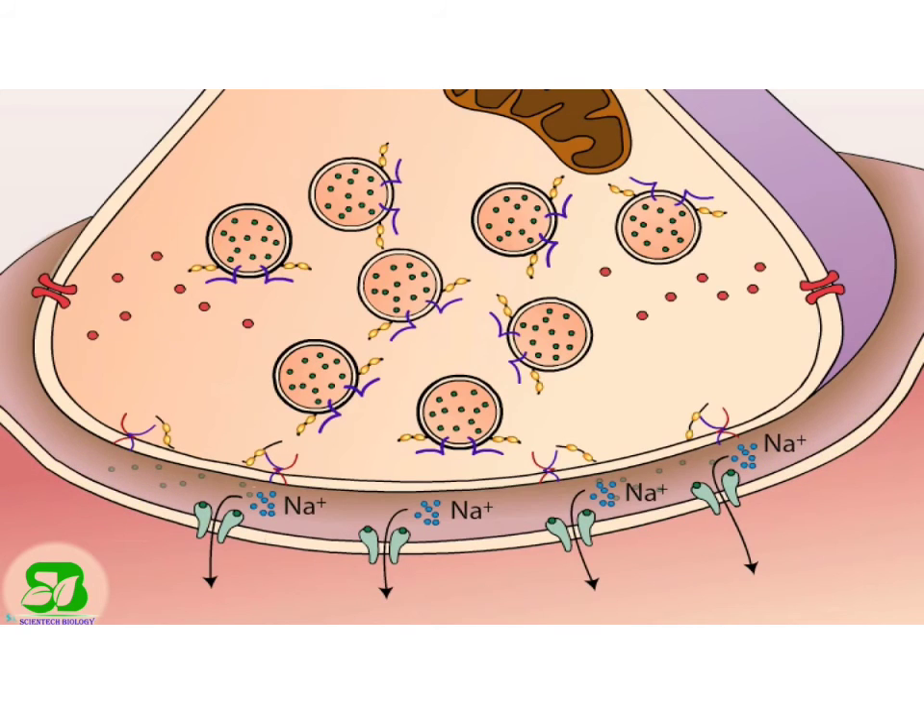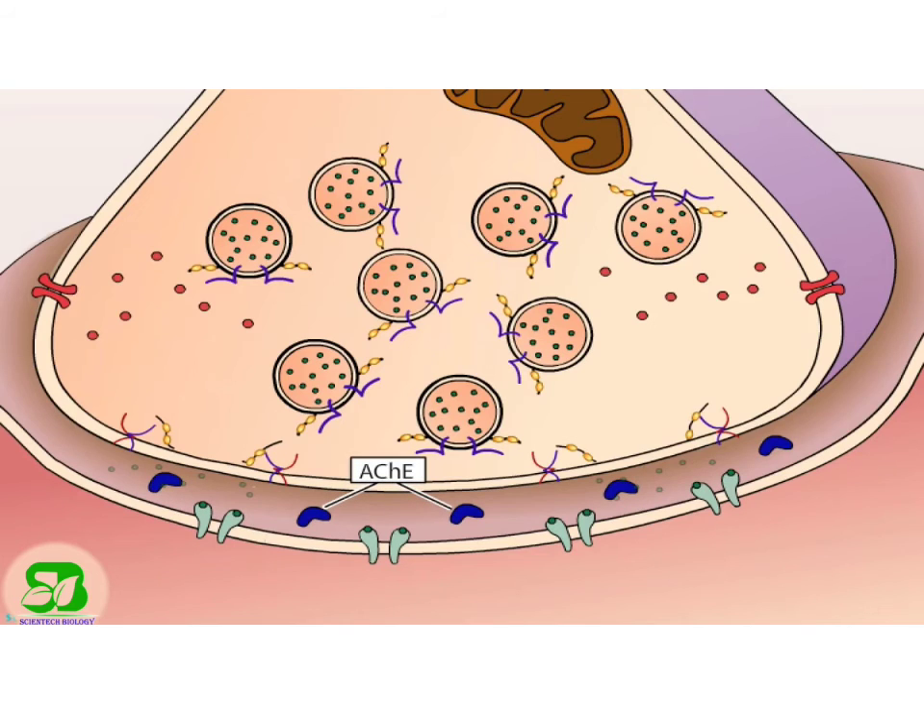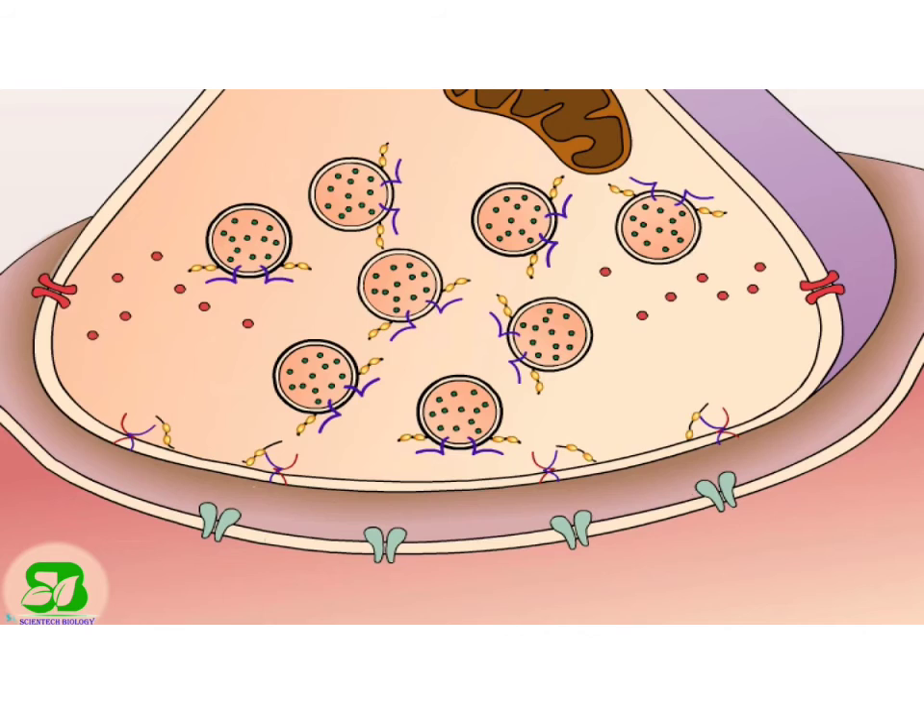Transmitters are inactivated or removed rapidly from the synaptic cleft, so the transmission is brief and accurately follows the presynaptic input signal. For acetylcholine, an enzyme in the synaptic cleft, acetylcholinesterase, breaks down the acetylcholine into choline and acetate. The release of transmitter from the receptors causes the channel to close.